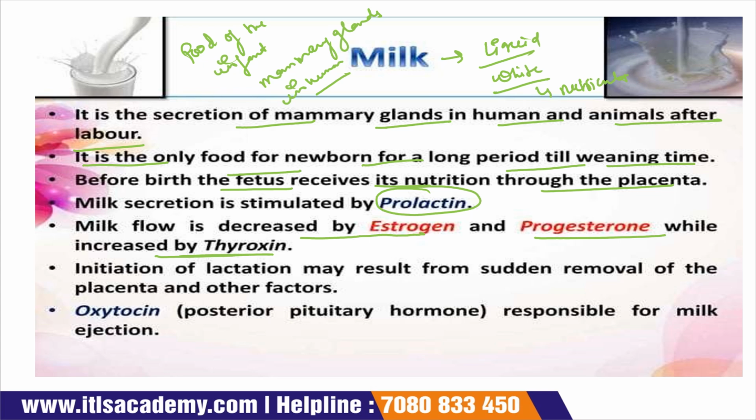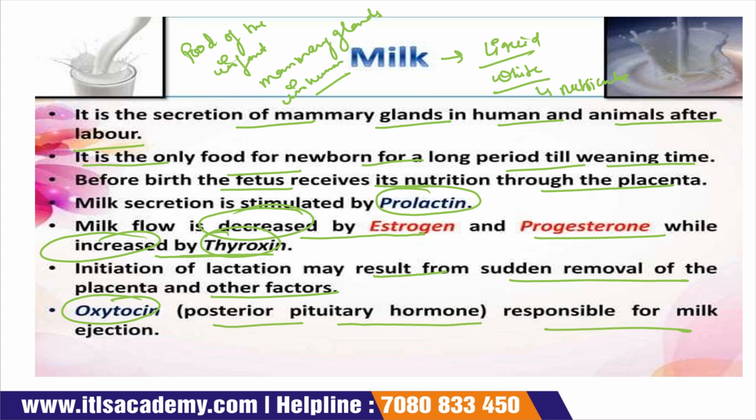There are two hormones, estrogen and progesterone. If their level is high, then the milk flow will decrease, and if the thyroxine level is high, then the milk flow will increase. Initiation of lactation may result from sudden removal of the placenta and other factors. Oxytocin, which is also called a posterior pituitary hormone, is responsible for milk ejection. So this is about the basics of milk.